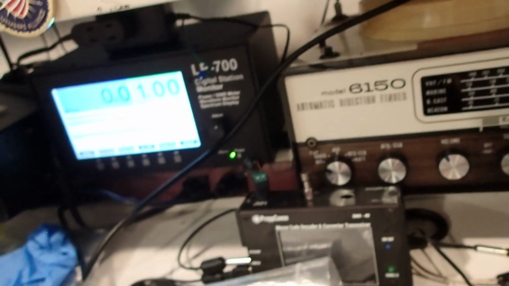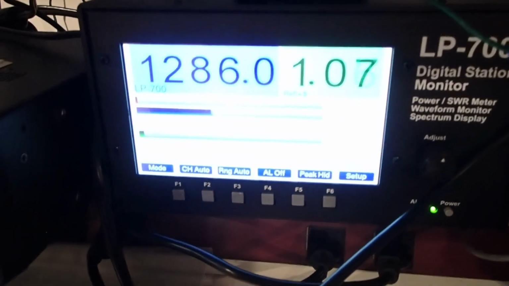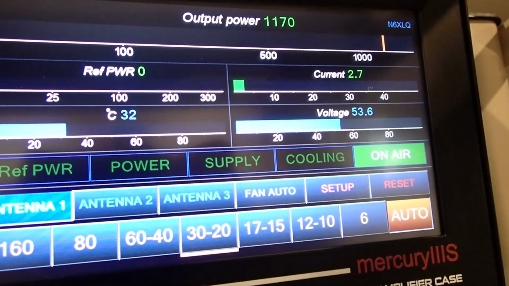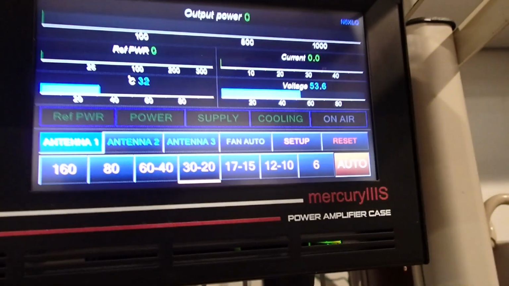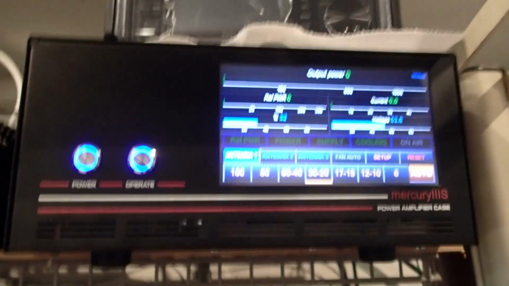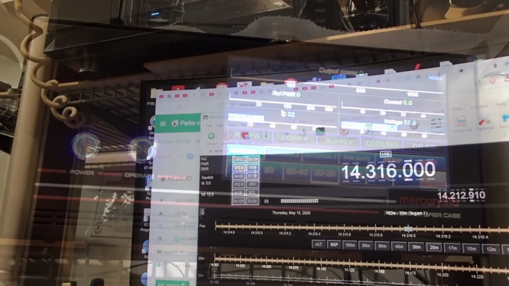30 watts of drive. Testing 1, 2, 3. So that worked. Thank you to KM3KM tech support. Appreciate your advice. It worked.